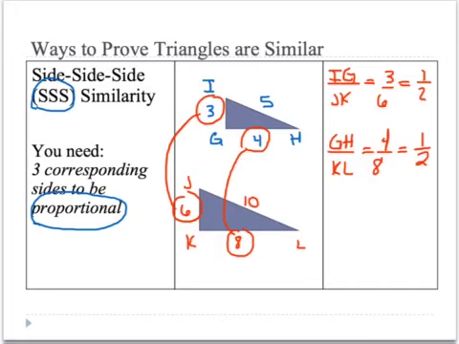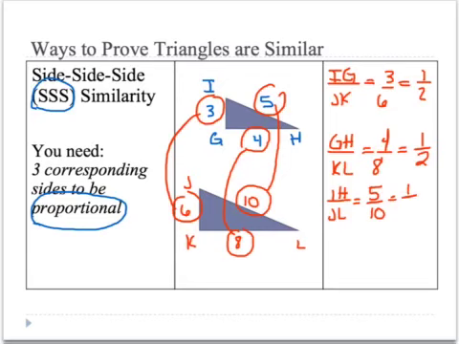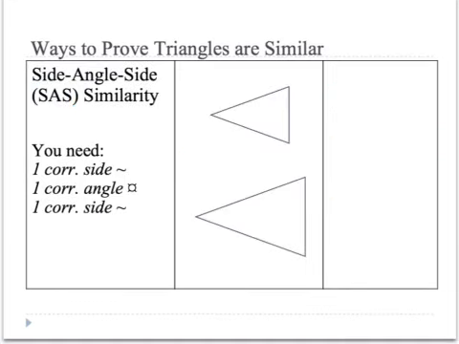And the third ratio would be comparing IH to JL. So that's going to be 5 to 10. And I see here then that all 3 sides have the same ratio. So that tells me that triangle IGH is similar to triangle JKL. And I'm done.